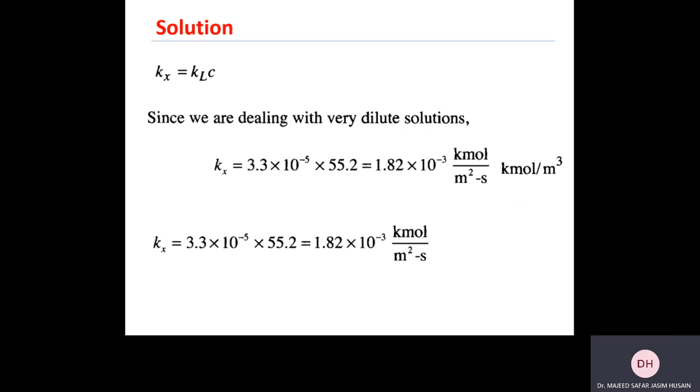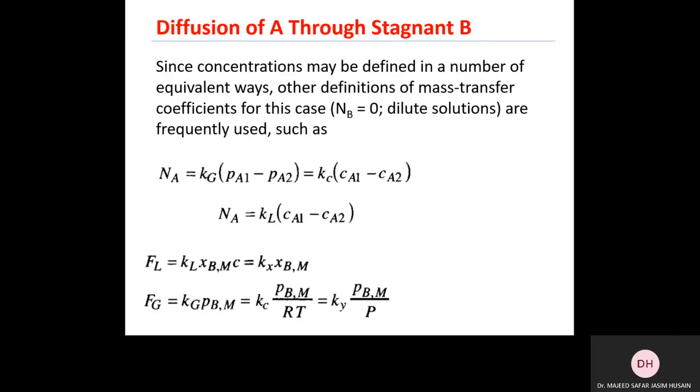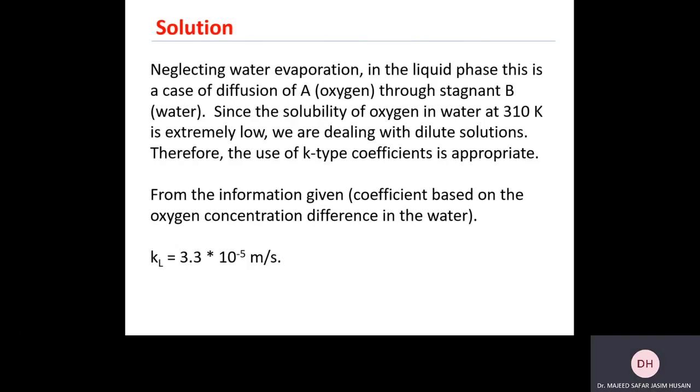We know that Kx is equal to KLC. From where I got this, you have to go back to this equation, and you know that FL is equal to KLXBM multiplied by C is equal to KXXBM. So make just a bit of algebra and you will find the same conclusion, that Kx is equal to KLC.